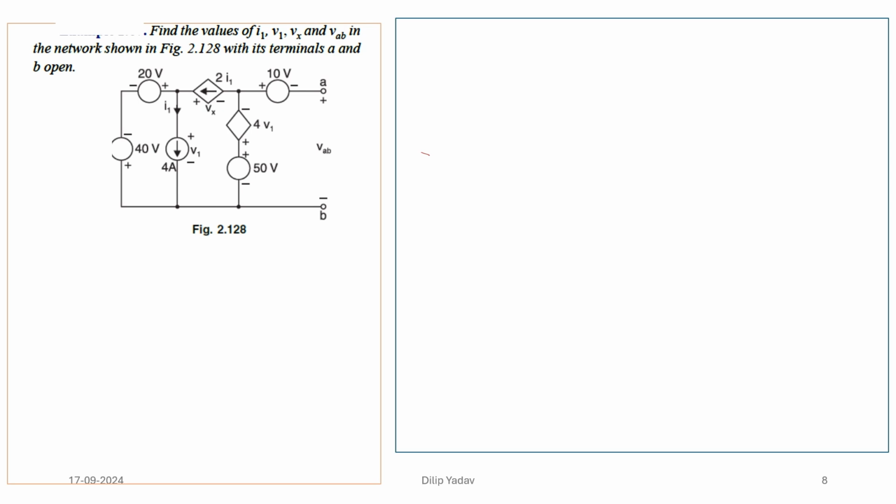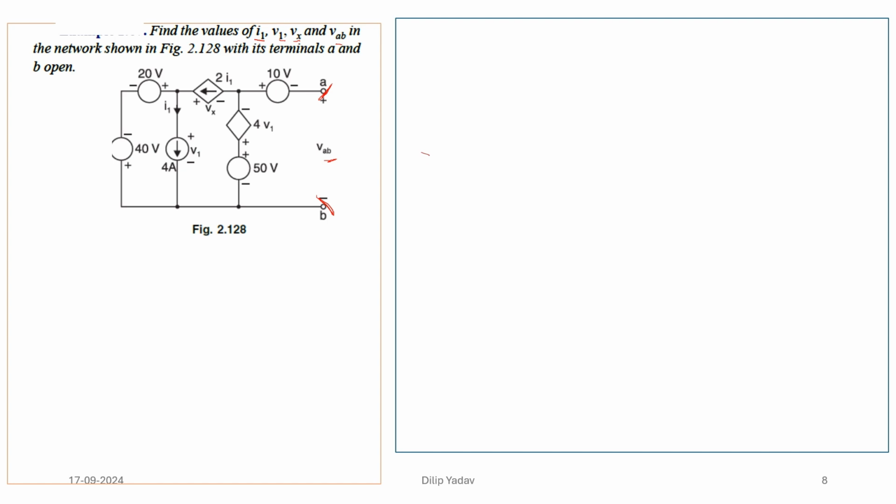So we have the next question with us, that is saying find the value of I1, V1, Vx and VAB in the network if the terminal A and B are open. That means this is open. This means the voltage across this is the voltage across this. So how are we going to solve it?